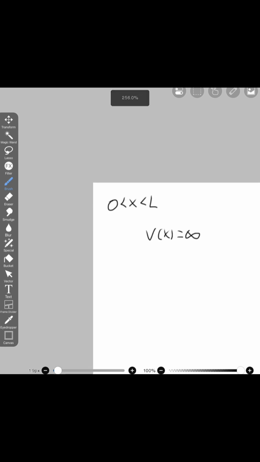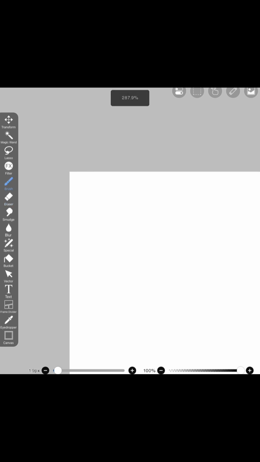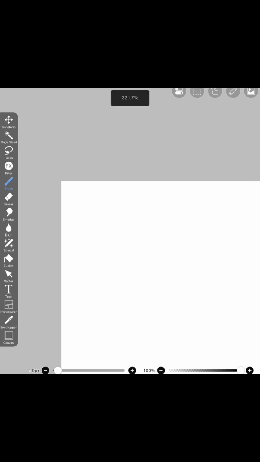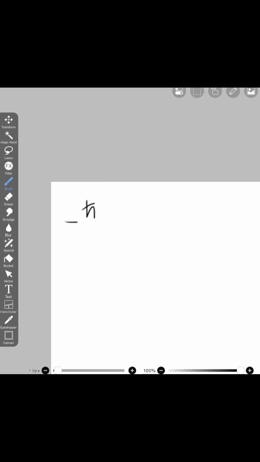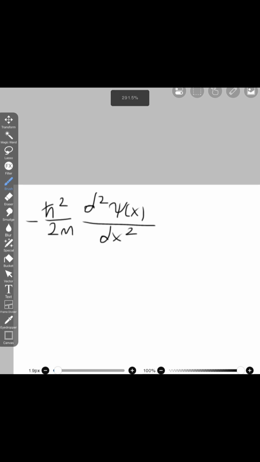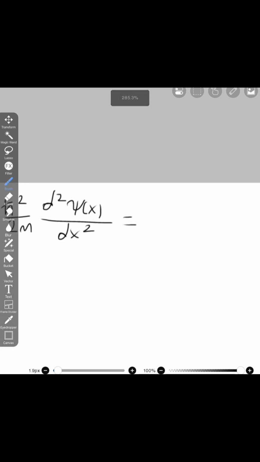So inside this infinite potential well, we have this time-independent Schrödinger equation. So we have negative h bar squared over 2m times the second derivative of the wave function with respect to x, or position, and then E, which is energy, times the wave function.